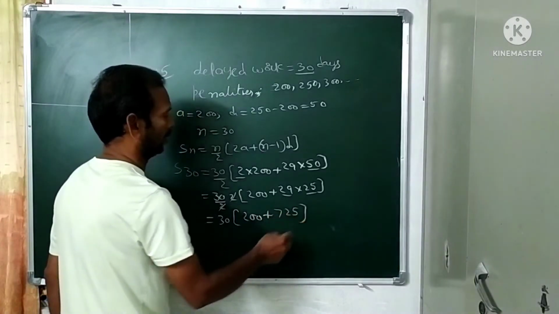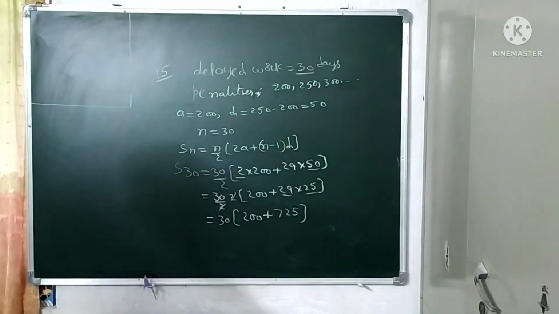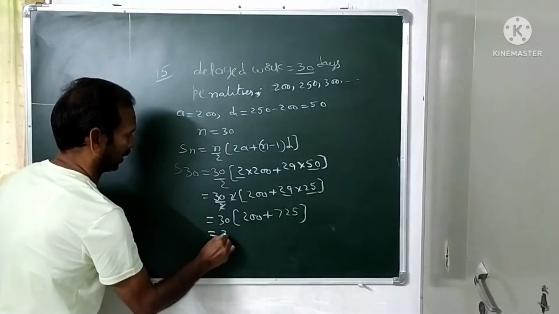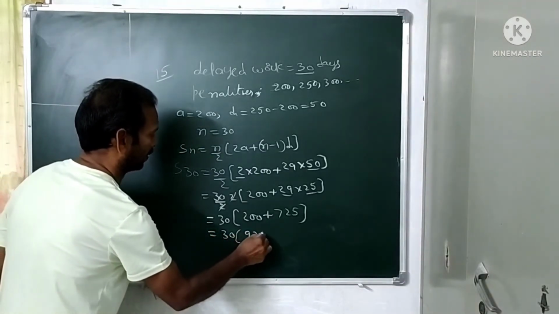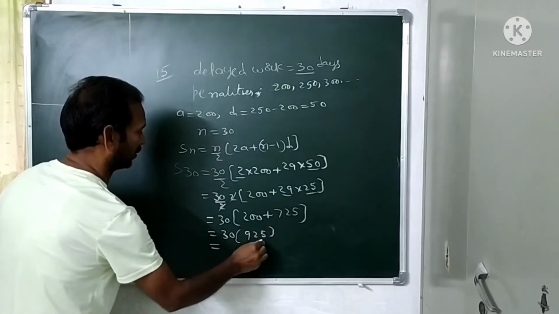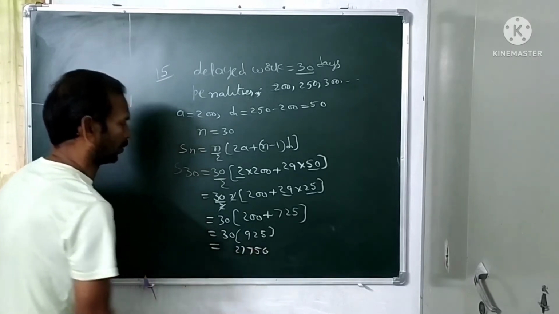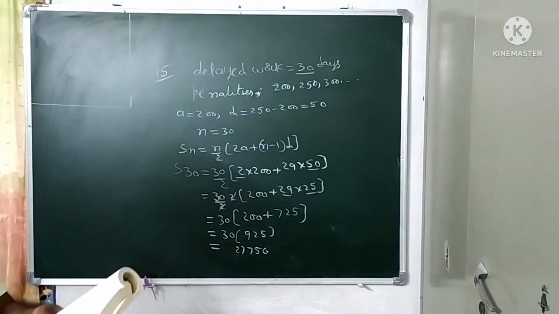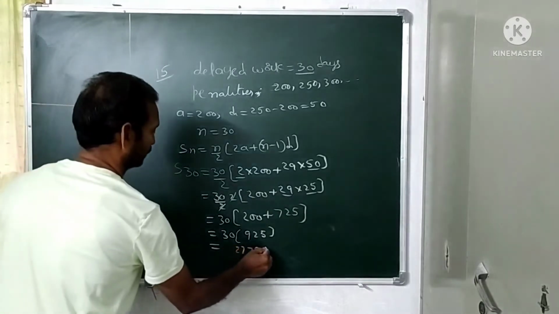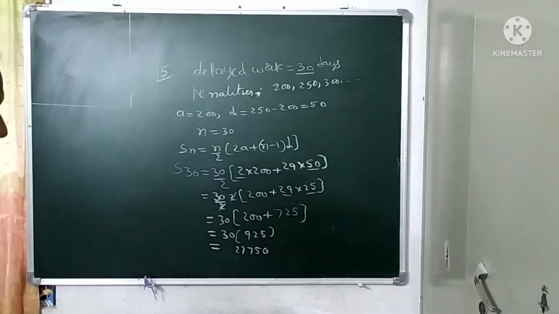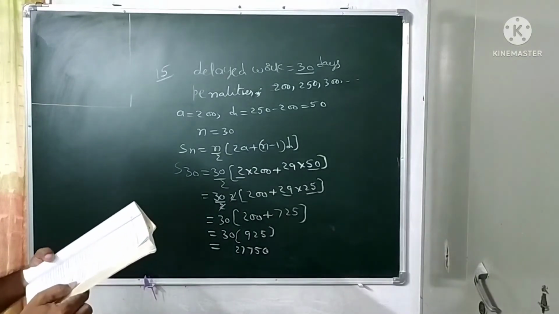29 times 25 is 725. Yes, 725. So 30 times 925. Multiply with 3. So 27,750 rupees you have to pay as a fine. That is the 15th problem.